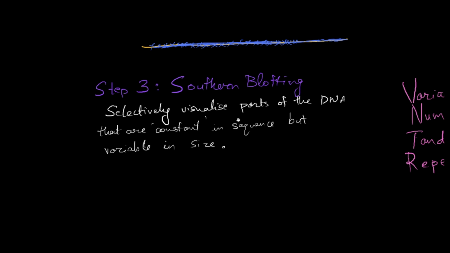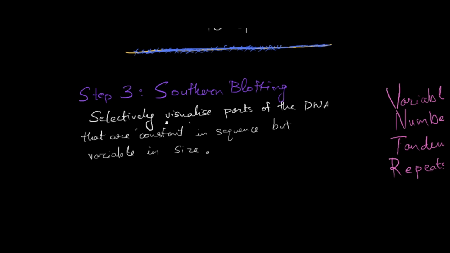Southern blotting lets us selectively visualize parts of the DNA that is constant in sequence but variable in size. Strictly speaking, Southern blotting lets us visualize any sequence of the DNA that we know, but in this particular usage, we use it to target a sequence that is constant in sequence but variable in size. Now, I want you to take a look at this half sentence and think about whether it actually makes sense, because it actually doesn't.